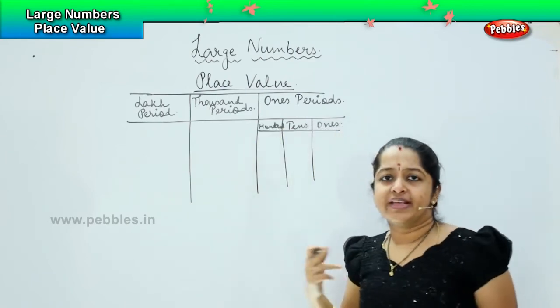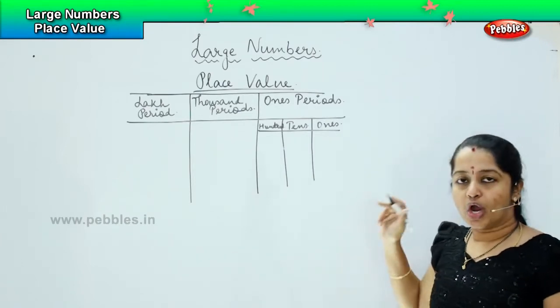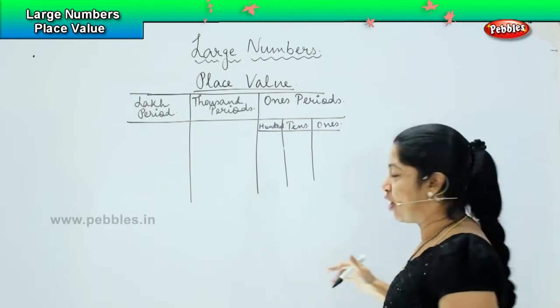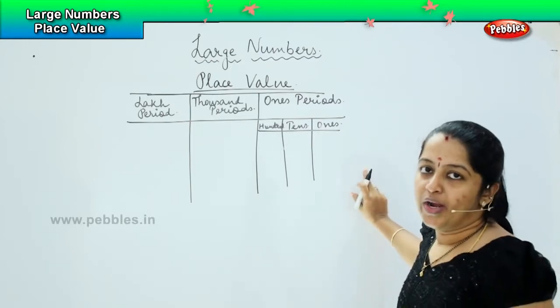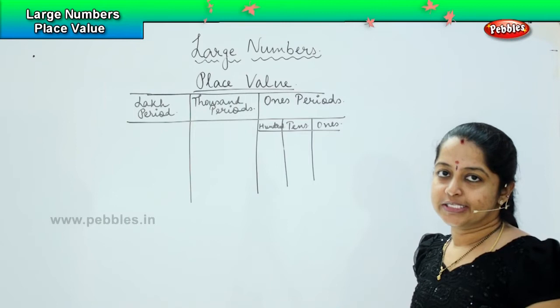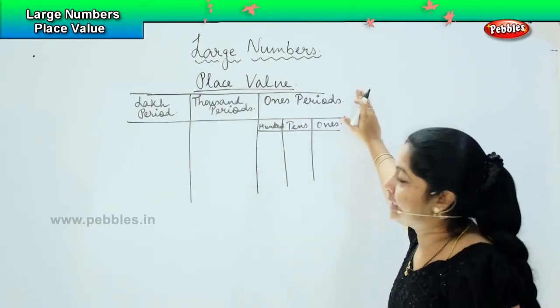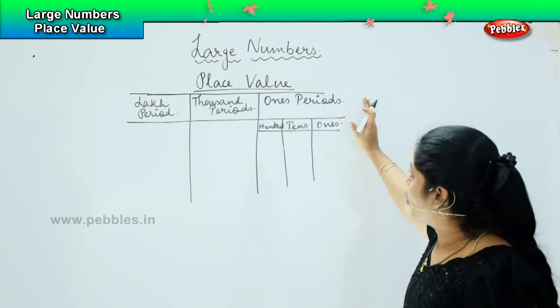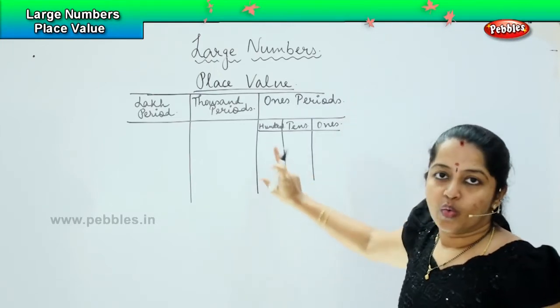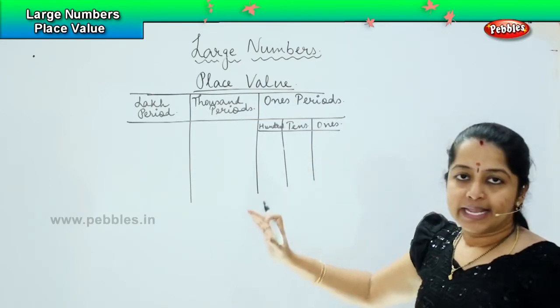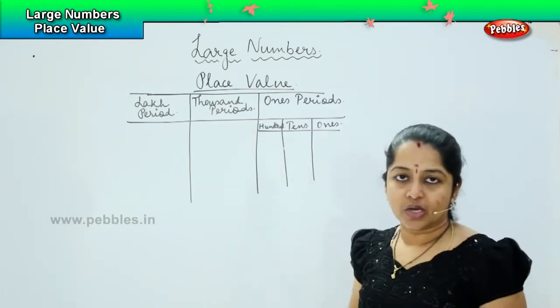So you will always have in mind why I always put a comma after the first, starting from your right hand side. Why do I always put a comma after three digits, right? So the reason is because ones, tens and hundreds are categorized in ones period. So once these three digits are over, we put a comma to show a separation that the next digits belong to the thousands period.